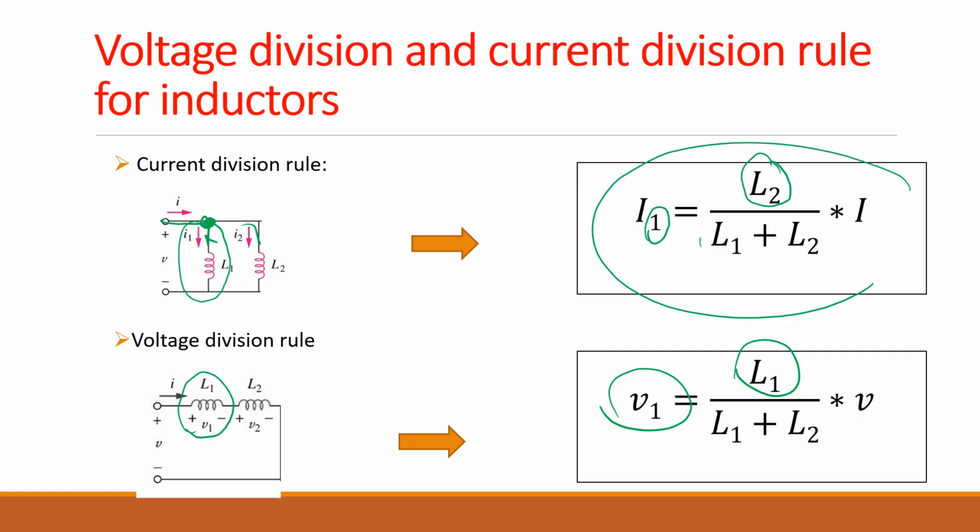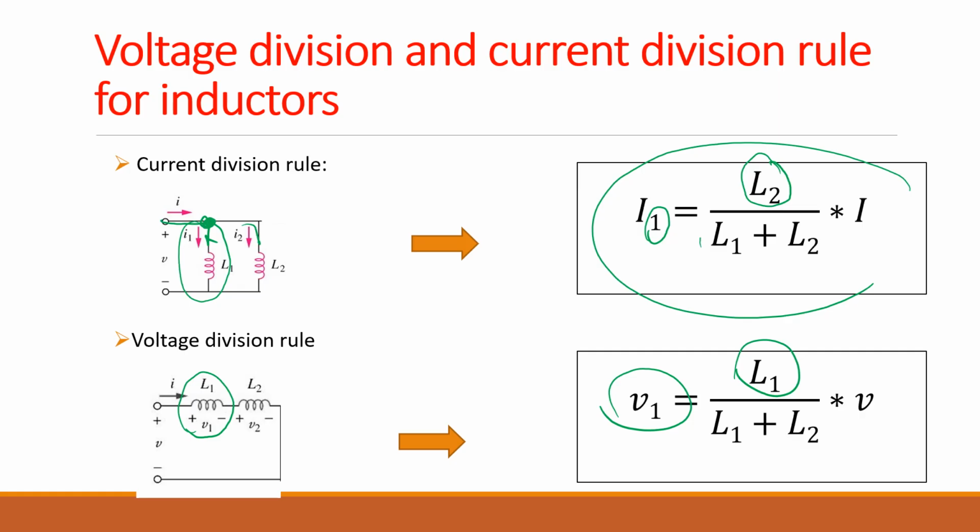You don't get this current division rule and voltage division rule in your equation sheet. They are like definitions, or basic theory. You need to know them. You can remember: inductors and resistors are the same, but capacitors are always opposite. Okay, are we good? Any question?